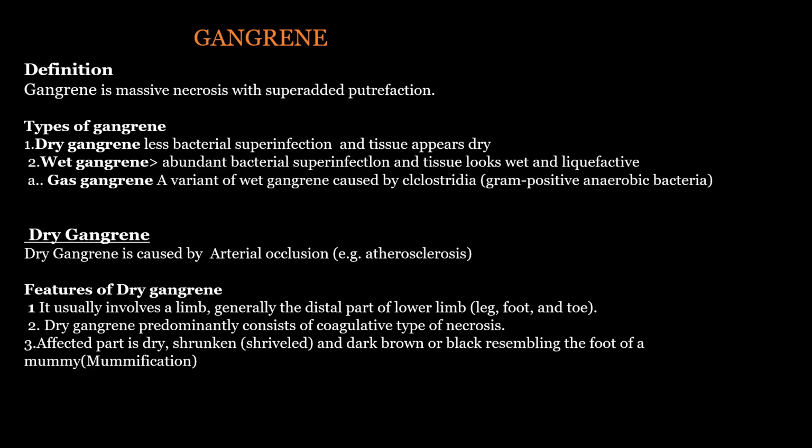Also, the affected part is dry, shrunken, and dark brown or black, resembling the foot of a mummy. So mummification is a high yield hallmark of dry gangrene. And last but not least, a line of demarcation is seen between the gangrenous and the adjacent normal area. Meaning if an organ has dry gangrene, you can differentiate between the part that has gangrene and the part that does not.